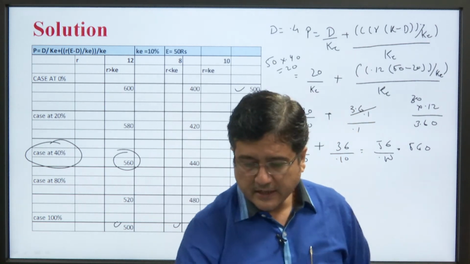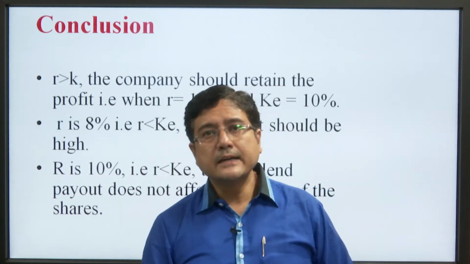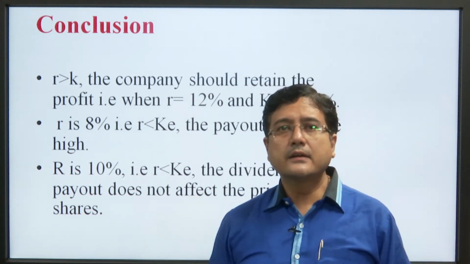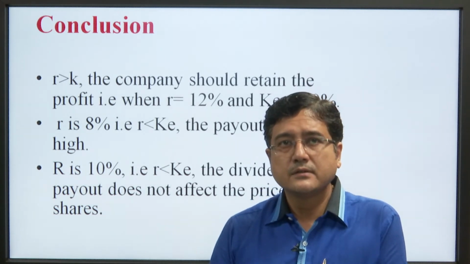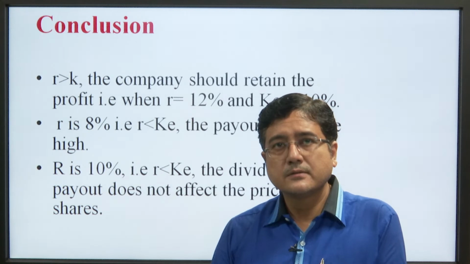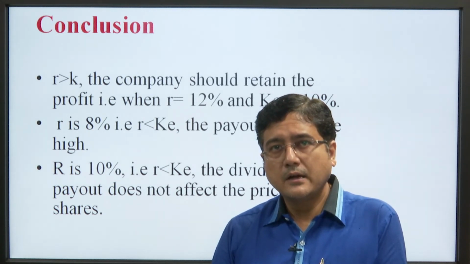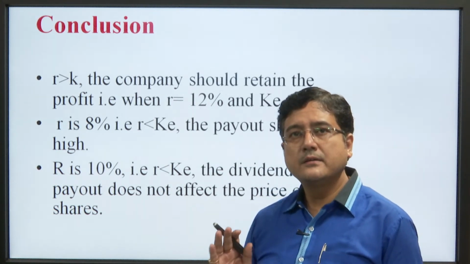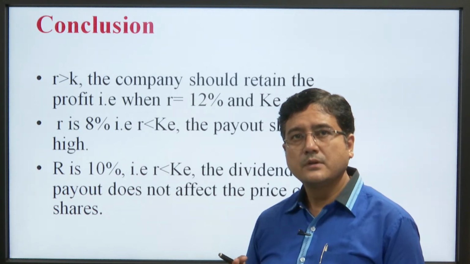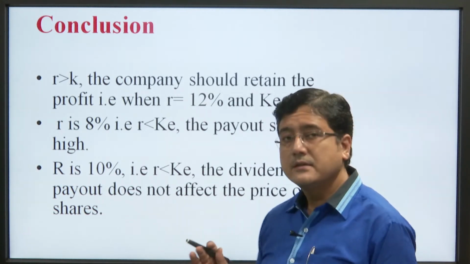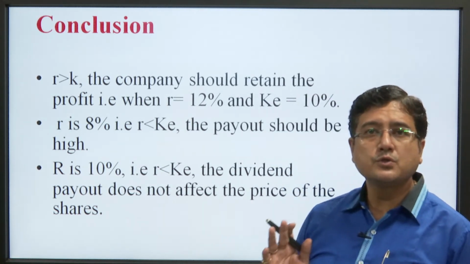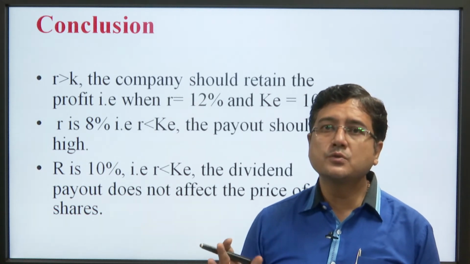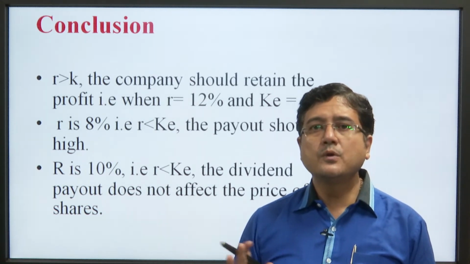Therefore, we conclude that when R is greater than K, the company should retain the profit. That is, R is 12% and K is 10%, so the company should retain the profit. When R is less than K, the payout should be high, and when R equals K at 10%, payout does not affect the market price.